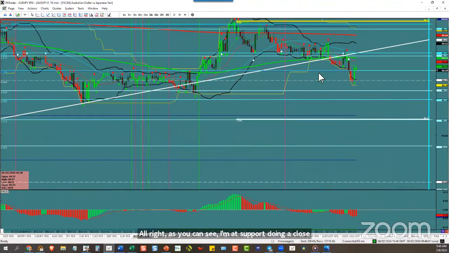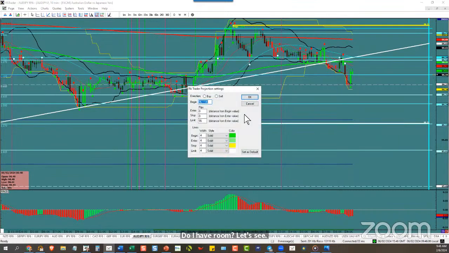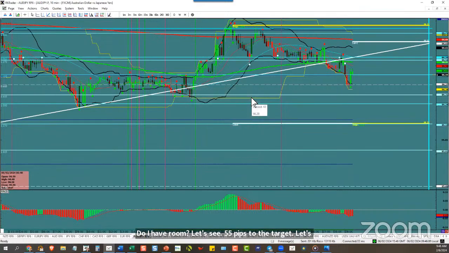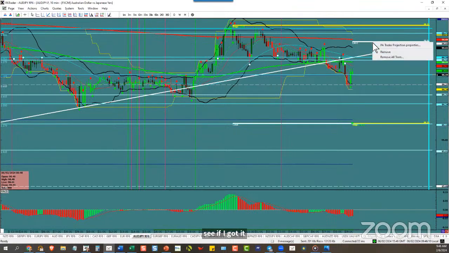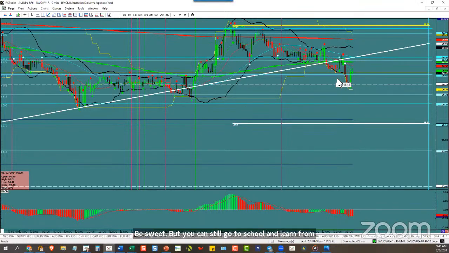Do I have room? Let's see. 55 pips to the target. Let's see if I got it. I don't have it. See? Unfortunately, too bad, I don't have 55 pips. But you can still go to school and learn from this.